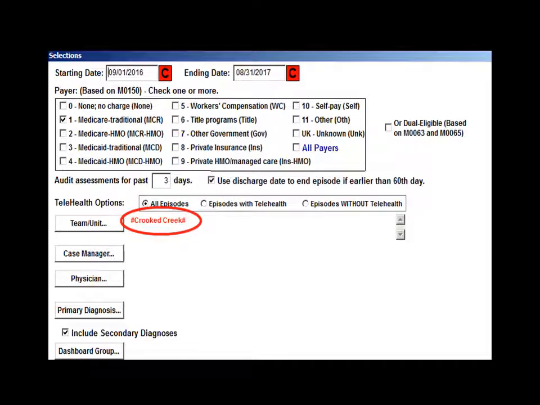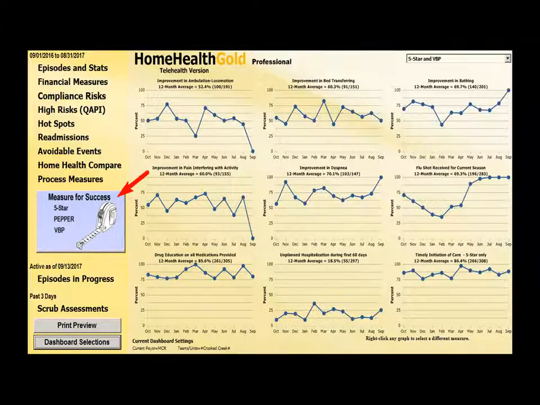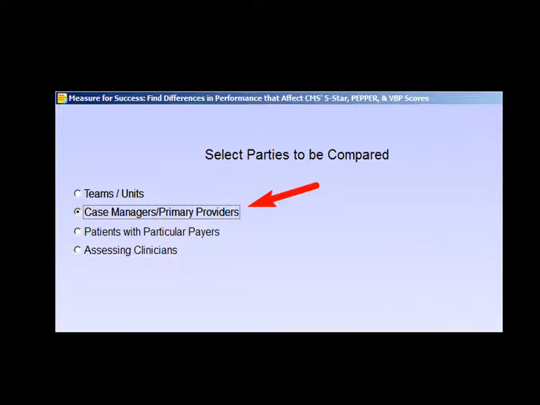We can also continue this line of thinking by determining which case managers need to show change. I have now built my dashboard for a 12-month period so as to have access to more data on my case managers, and have built the dashboard to focus specifically on my Crooked Creek team. Now, when I choose Measure for Success and select the option of comparing case managers to one another, my data will be focused only on those case managers with patients on the Crooked Creek team.